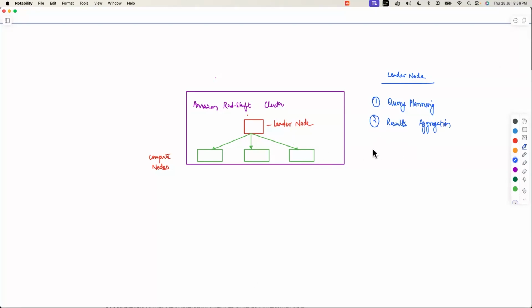But at the same time, what are the compute nodes doing? Just like you have a manager in your team and others are workers, they are the ones who are performing the queries on behalf of the leader. So for performing queries, let's say, and sending results to the leader, right? That is what it is doing.